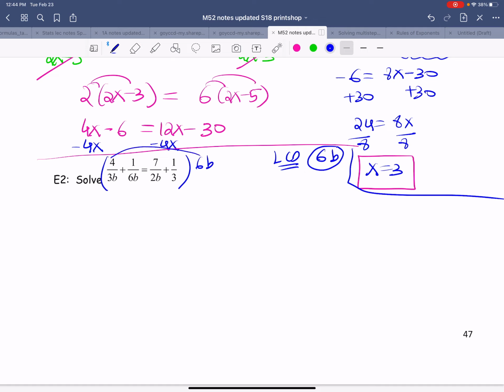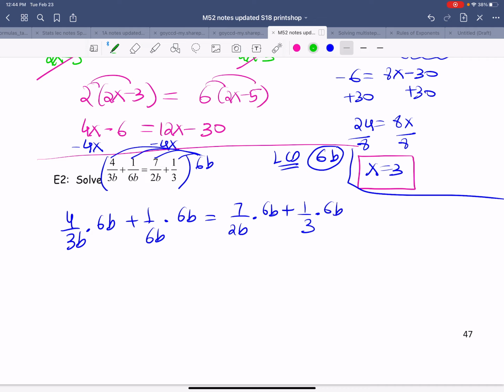Go ahead and distribute. So 4 over 3b times 6b plus 1 over 6b times 6b equals 7 over 2b times 6b plus 1 over 3 times 6b. Let's go ahead and simplify between the fractions. So that's going to leave me with a 2. That was a 6b and they cancel.